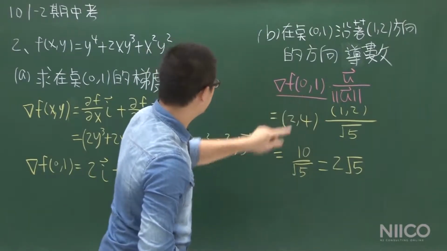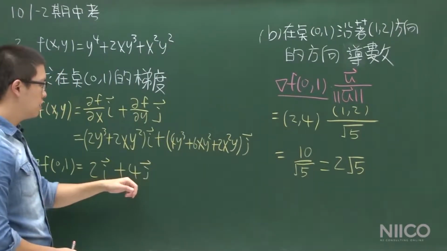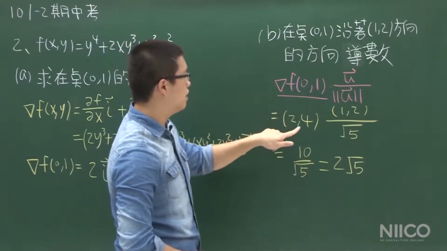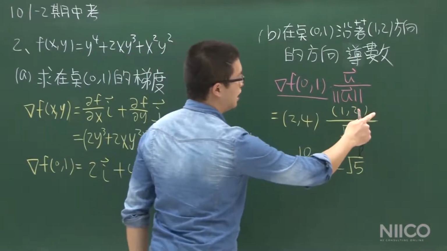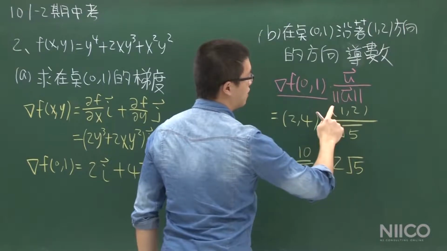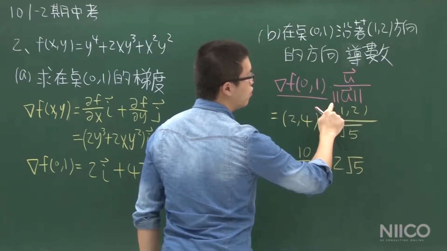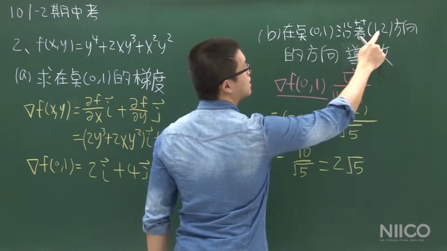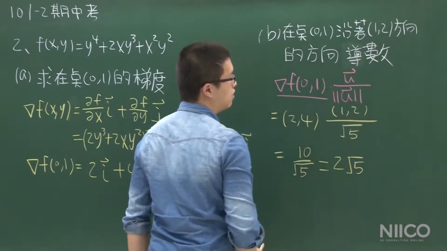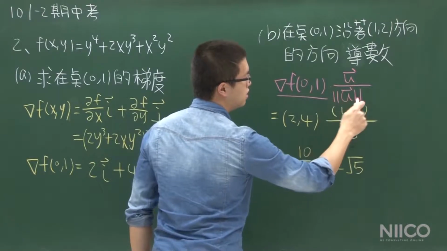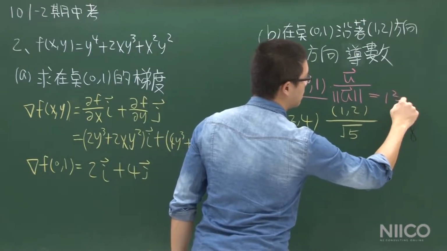So the gradient is 2 and 4, and the vector is 1 and 2. And the absolute value, well, the length of this vector would be square root of 5, because the square root of 1 plus 2 squared would be just square root of 5. So anyways, we see that it is just the inner product of 2 and 4 and 1 and 2 divided by square root of 5.